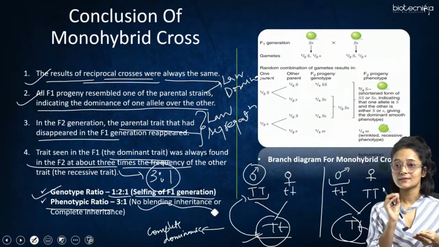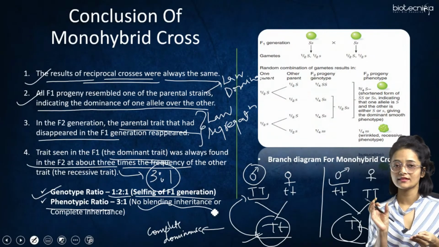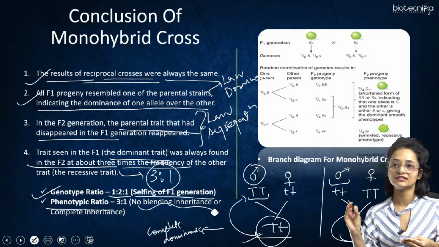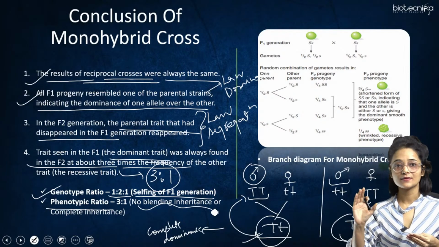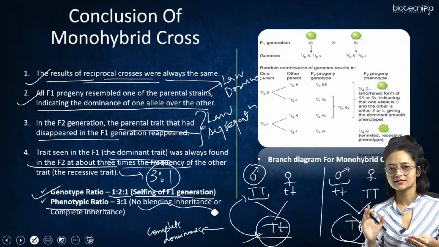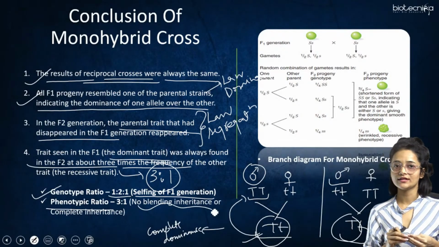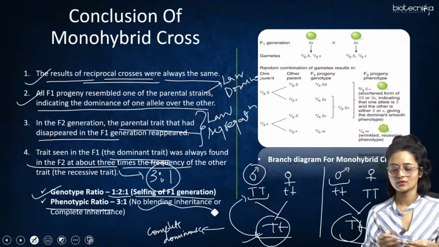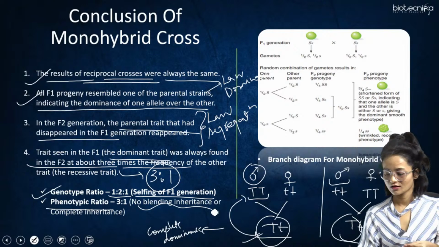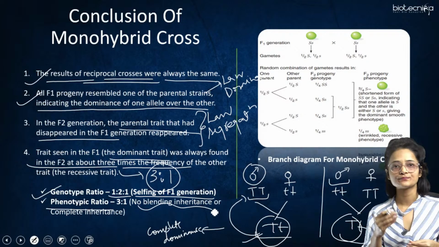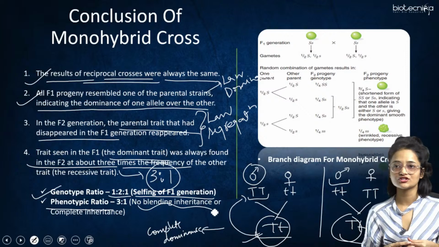And sometimes it is not 3:1, when a lethal condition is observed. That is a lethal allele, which is some other concept; we'll be discussing it some other time. But in that case only, in complete dominance, the ratio is not 3:1. The ratio is 2:1 at that particular point of time, right? And there is no blending taking place.